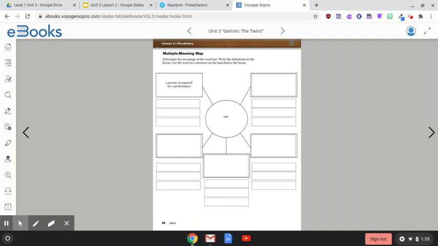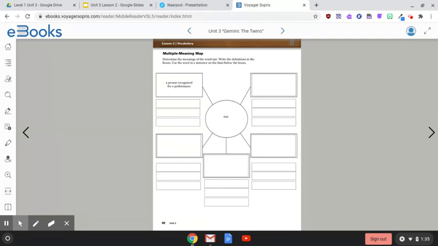When we read, how do we know which meaning is being used? We look for clues around the word to help us. So now let's look at page 88.